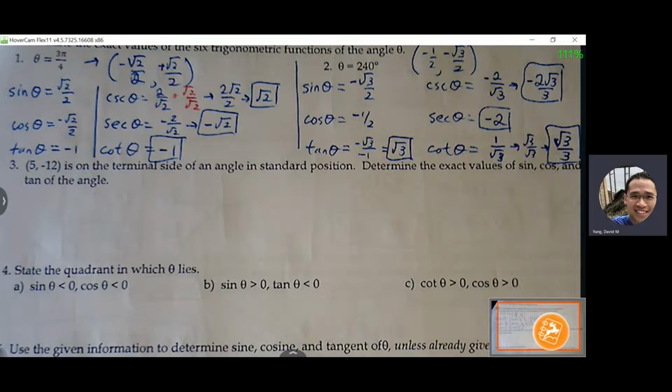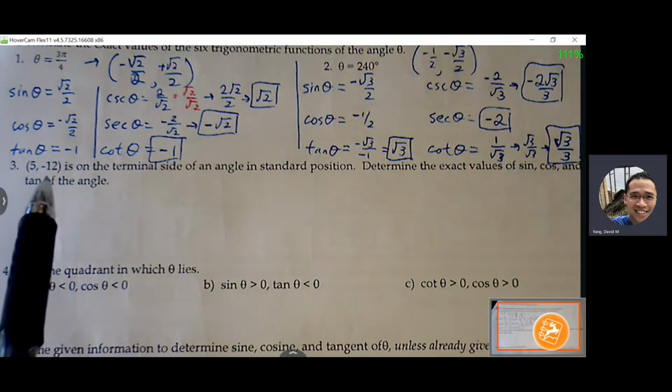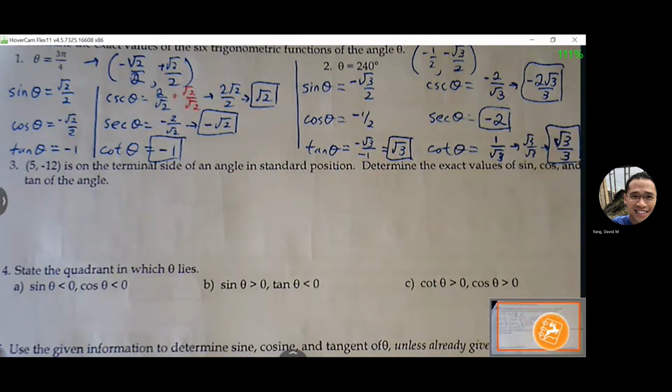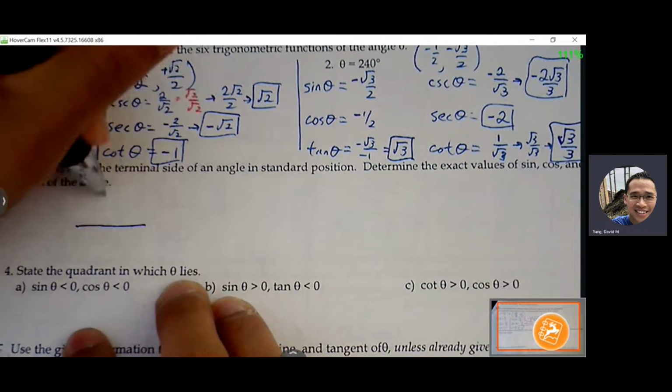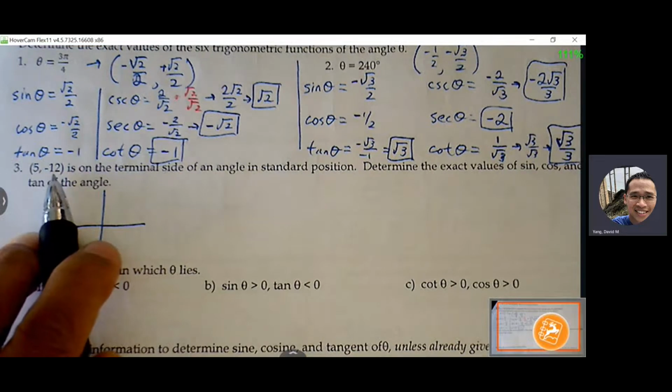Any questions with 1 and 2? Now, I saw some students having some trouble with a problem like number 3 on the quiz yesterday. If you're having trouble deciding where that point is, just go ahead and plot that point on the coordinate plane. Okay. So if I asked you to plot 5, -12, what would you do?